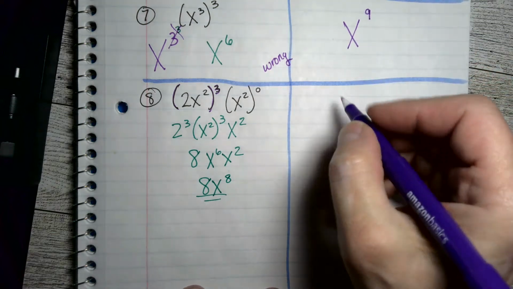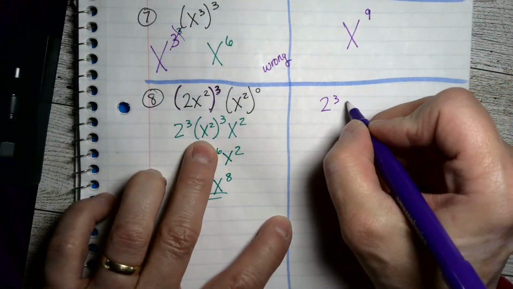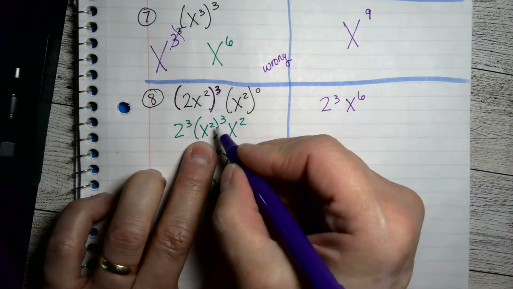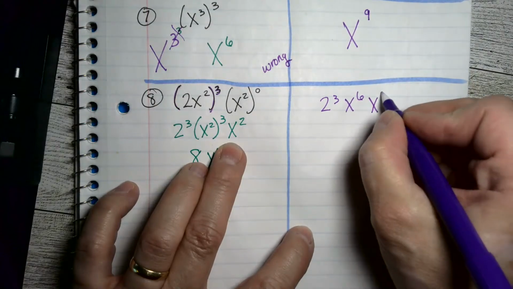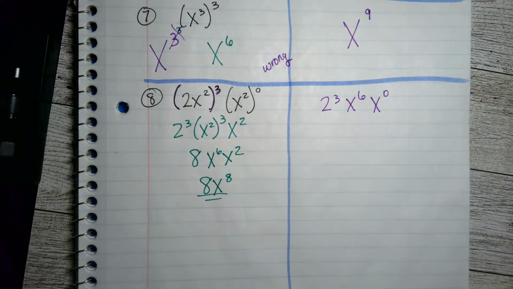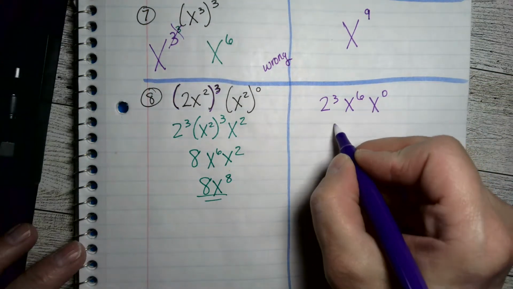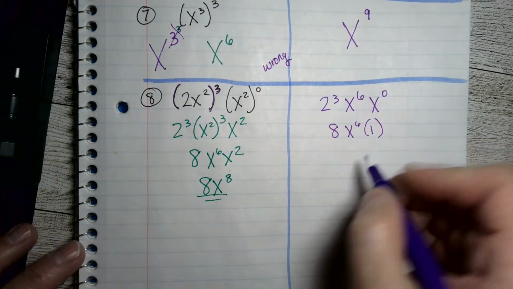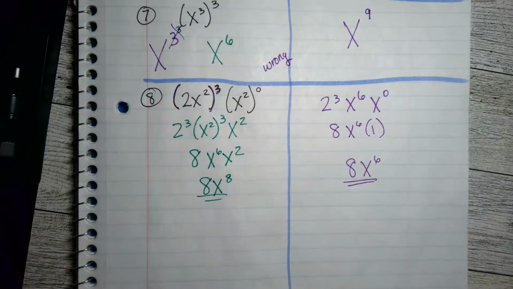So to redo it, I'm going to recopy her work from this line. That would be x to the 6 because you multiply when you're powering up. But instead of x squared, this should have been x to the 0. And we know x to the 0 turns into a 1. So we have 8, 2 times 2 times 2 is 8, x to the 6 times 1, and the answer is 8x to the 6th.